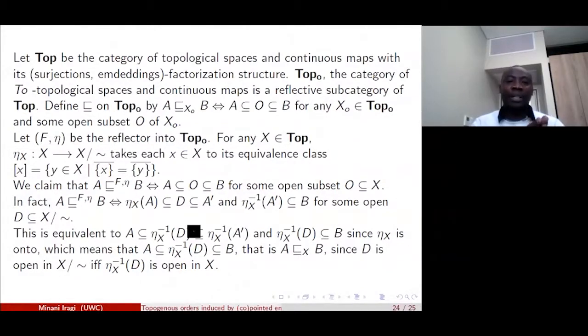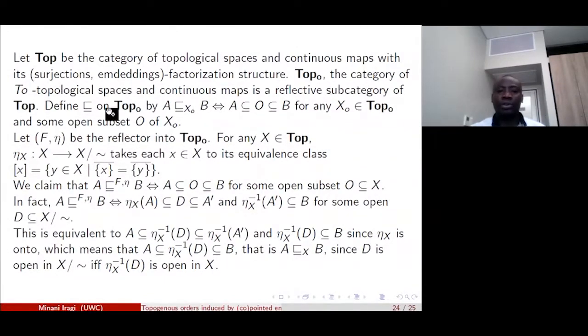Let's consider the category of topological spaces and continuous maps. Here, our class E is the class of continuous surjective maps, and our class M is the class of embeddings. With that, we make a factorization structure on Top. And we have Top0, the category of T0 topological spaces and continuous maps. It's well known that this category is reflective. Here we have a reflective subcategory. It defines a topogenous order in which each reflection morphism is continuous with respect to the two topogenous orders. And that's what we want to do for this example.